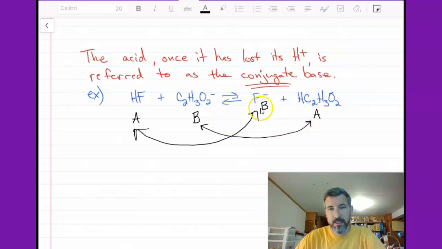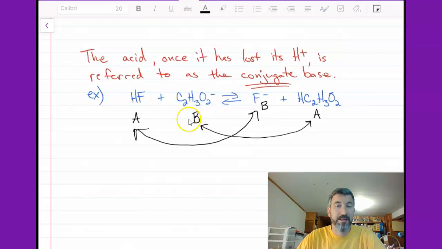And this has a B written next to it because the fluoride is gaining the hydrogen, or accepting a hydrogen, which is the Bronsted-Lowry definition of a base. It's accepting the hydrogen from the acetic acid in order for it to become hydrofluoric acid again. Okay, so we have an acid and a base on both sides of a reversible proton transfer reaction.